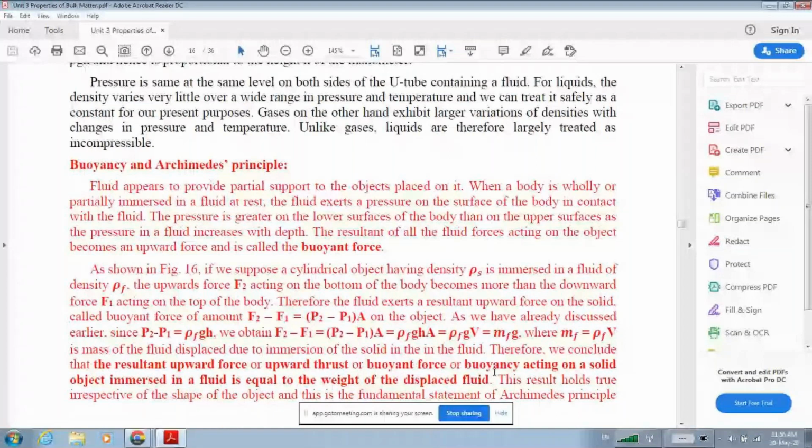Similarly, if you want to calculate the volume of a cylinder, the formula is pi r square h. Volume of a cylinder, pi r square h. So like this, for symmetrical objects, we can calculate the volume exactly, and hence we can calculate the mass also using these simple steps. So we can calculate the density easily.